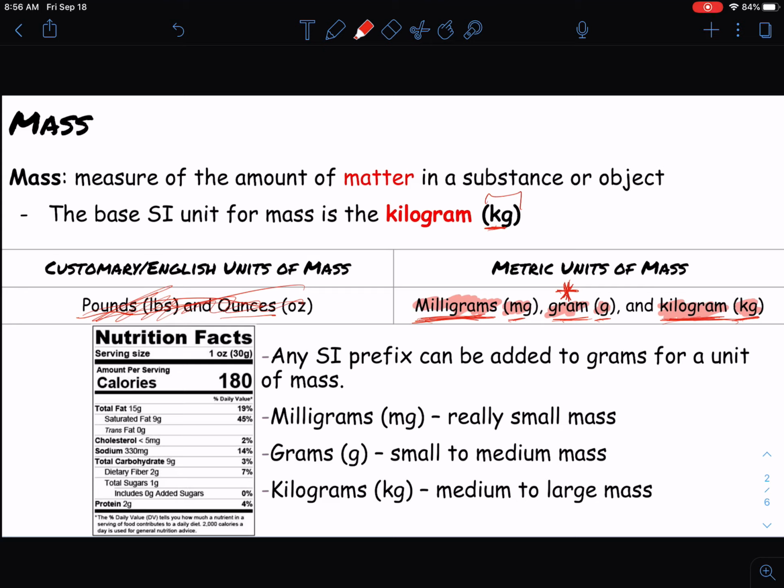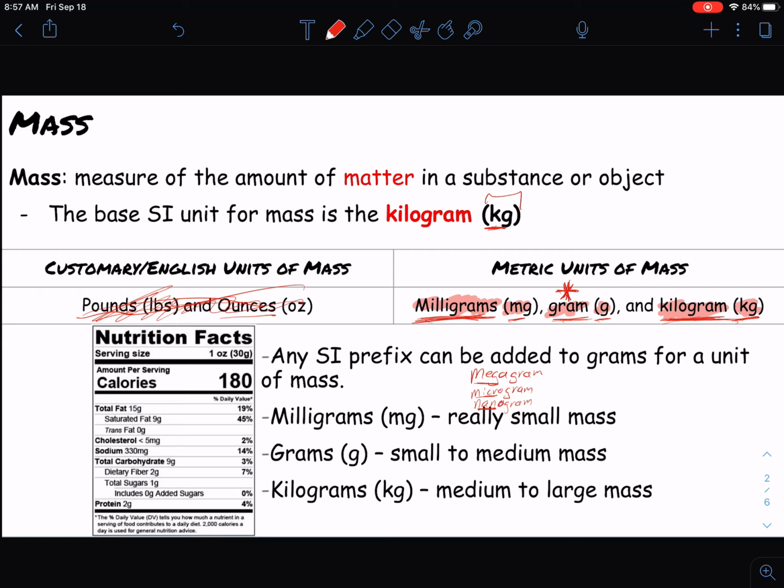Now, any SI prefix can be added to the root word gram for a unit of mass. So you could have something like a megagram, which is huge. It would be 1 million grams. You could have a microgram, which is really small. We're talking down to like a millionth of a gram now. You could have something like a nanogram, which is a billionth. Now we're talking down to the size of atoms. So you can add other prefixes to the word gram to give you another unit.